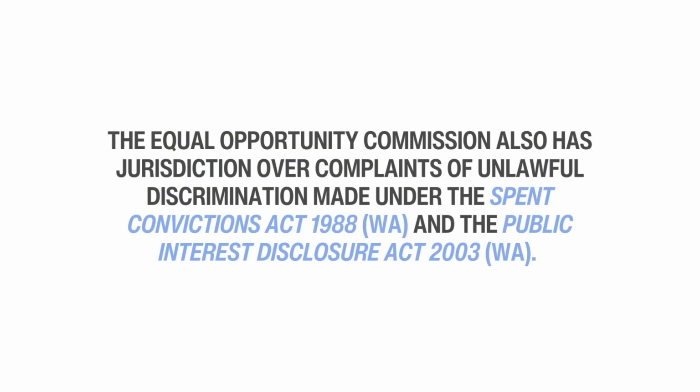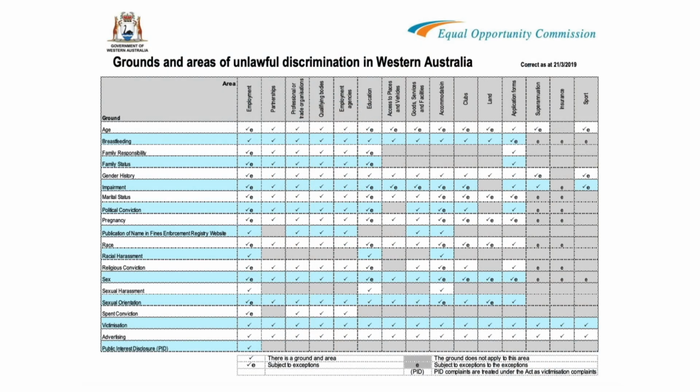The Equal Opportunity Commission also has jurisdiction over complaints of unlawful discrimination brought under the Spent Convictions Act and the Public Interest Disclosure Act. It's important to note that not all areas of public life are covered by every ground of discrimination. It may be useful for you to refer to this table created by the Equal Opportunity Commission, which summarises the grounds and areas of unlawful discrimination in Western Australia.